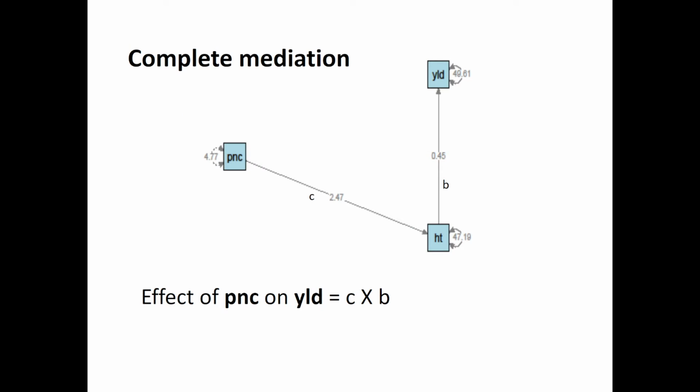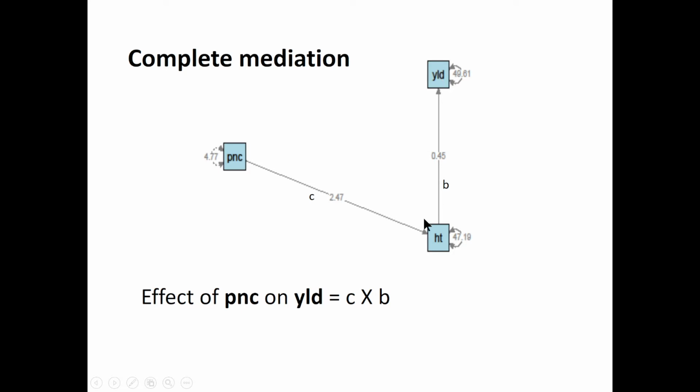So we have 2 types of mediation. We have complete mediation and partial mediation. This diagram shows a complete mediation. For example, we have this yield here, this PNC and this HT. This is the outcome, this is the predictor, and this is the mediator variable. The predictor variable transmits its effects to the mediator variable. The mediator variable then transmits its effect to the outcome.